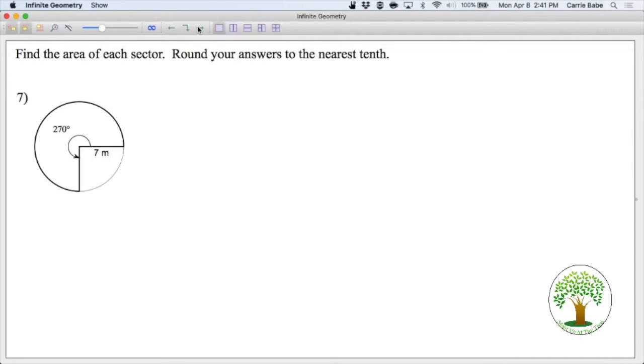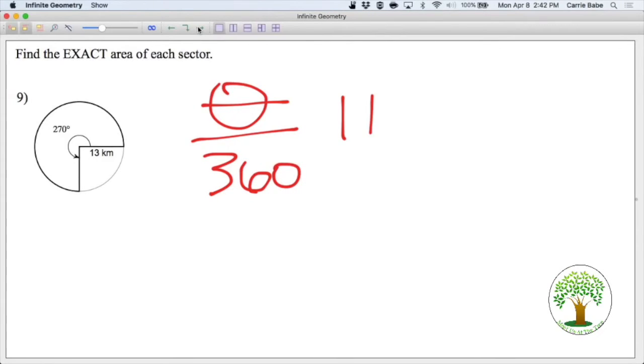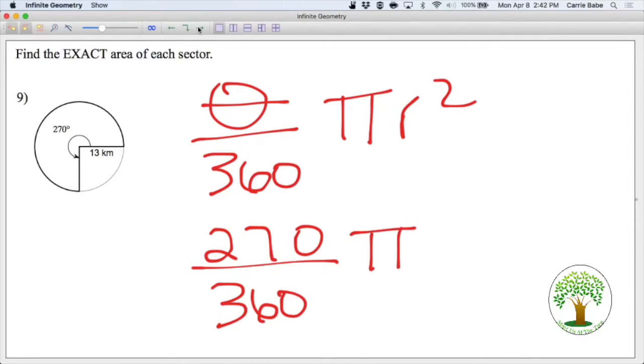I decided to skip 7 and move on to number 9. Number 9, the only change is the instructions say to find the exact area of a sector. We use the same formula, theta over 360 times pi r squared. We have 270 over 360 times pi times 13 squared. We do not put the pi into our calculator this time. Leave the pi out and we just tack the pi on. Be careful though. If you get a decimal, you cannot give me a decimal in exact form. You need to give me a fraction. So you need your calculator to turn that back into a fraction.